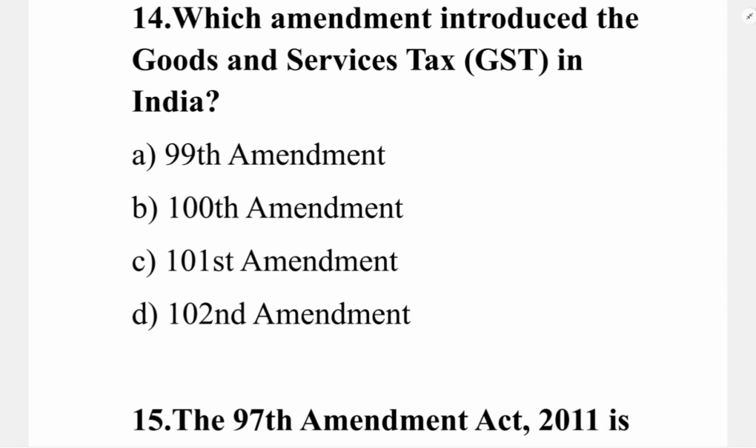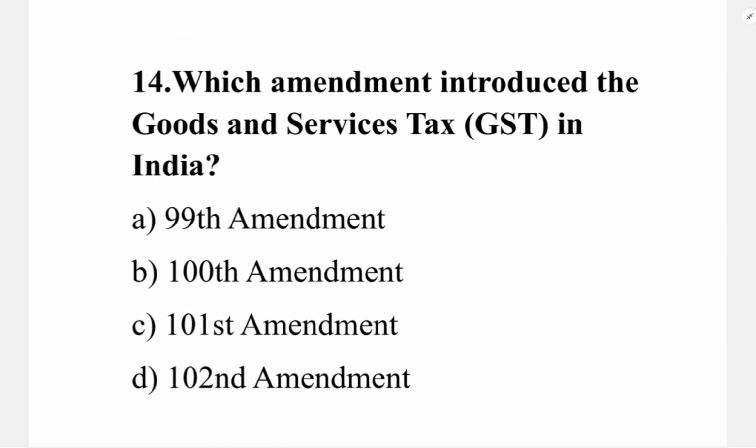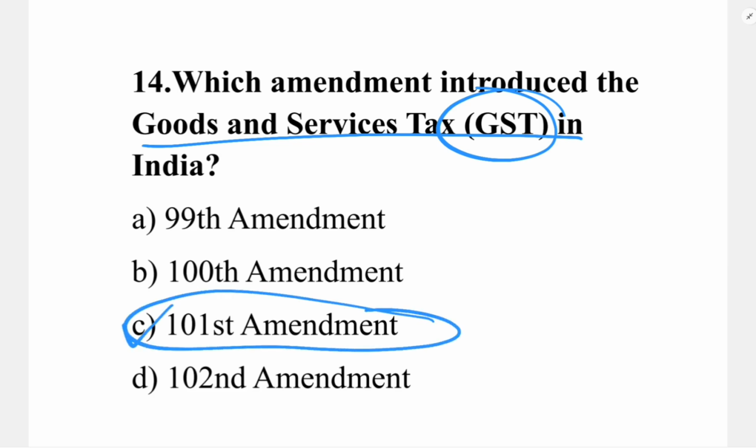Next question. Which amendment introduced the goods and service tax in India? That is GST. Option A, 99th Amendment. Option B, 100th Amendment. Option C, 101st Amendment. Option D, 102nd Amendment. I know all of you know this answer. Okay, the correct answer is the 101st Amendment.